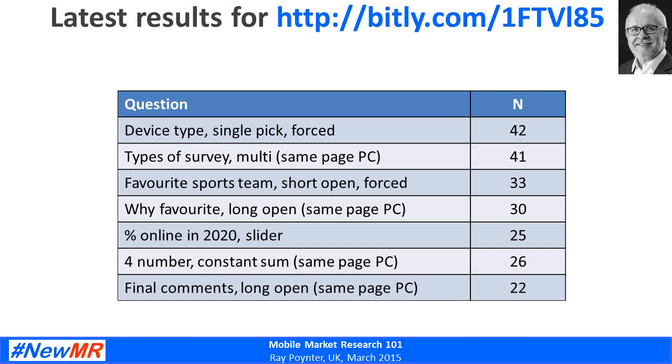Favorite sports team, a short, open, forced. We have a big drop down to 33. This is not unusual when you start to ask people to type things in. Maybe they can't work out how to type it in. Maybe they're trying to do that survey on their smartphone when they're moving. Maybe they can't be bothered. There are a variety of reasons.